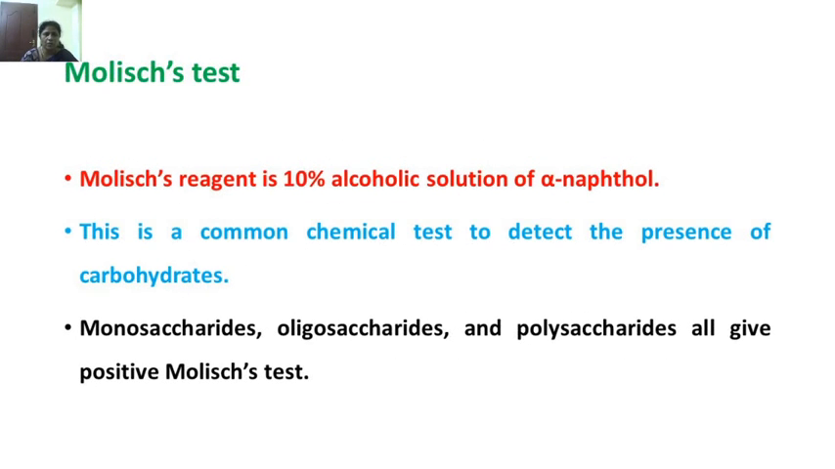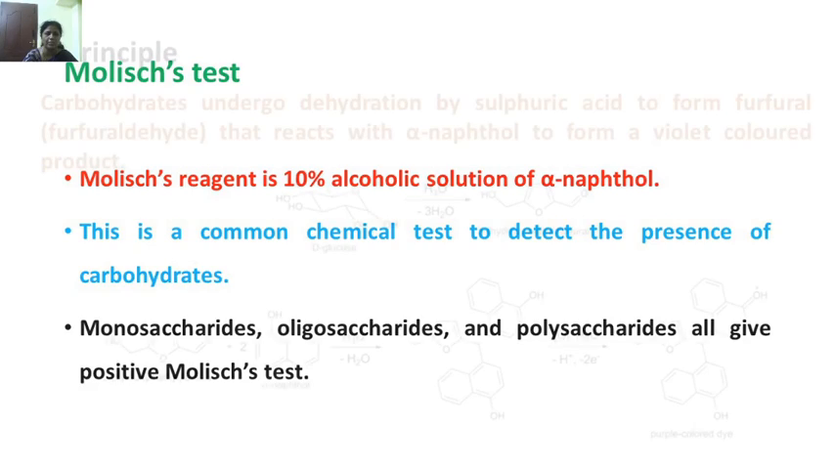And first of all, we are going to discuss about the Molisch test. In this, we will use a Molisch reagent. And the Molisch reagent is 10% alcoholic solution of alpha naphthol. This is a common chemical test to detect the presence of carbohydrates. Monosaccharides, oligosaccharides and polysaccharides all give positive Molisch test.